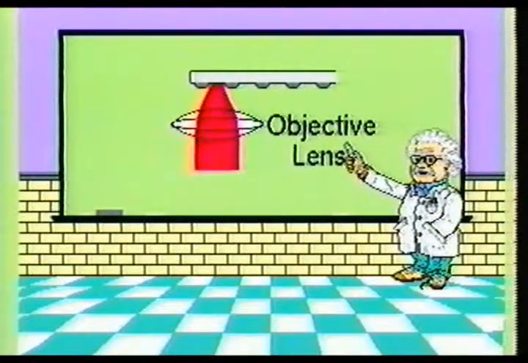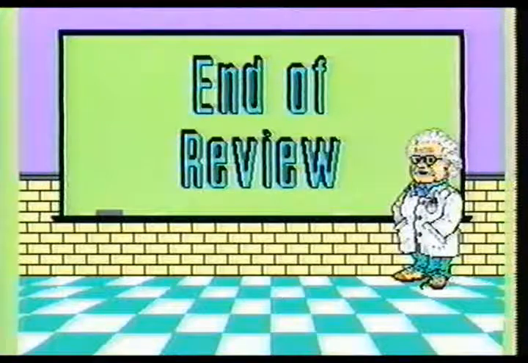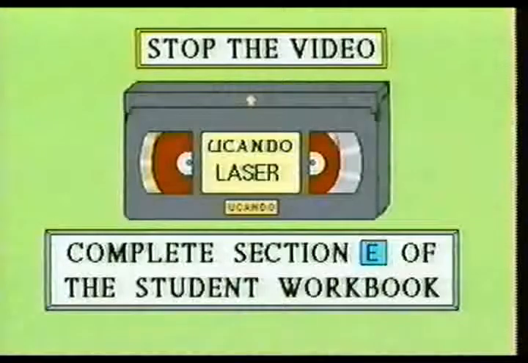The objective lens is used to focus the laser beam energy to the proper size and shape necessary for the accurate retrieval of data from the compact disc. The converging lens and the cylindrical lens are the optics required to accurately focus the reflected light energy, which contains the data retrieved from the disc, onto the photodetector device. This concludes review number 5. At this time, you should stop the video and complete section E in your student workbook.